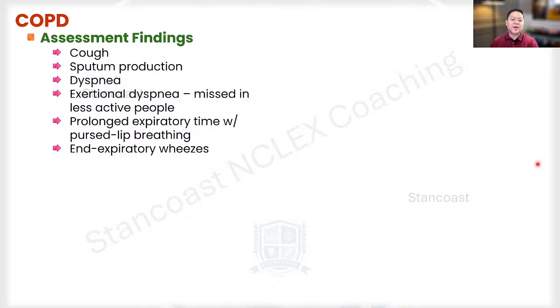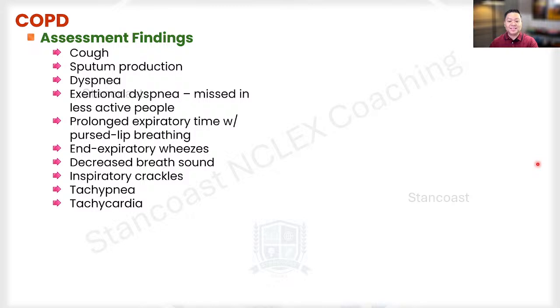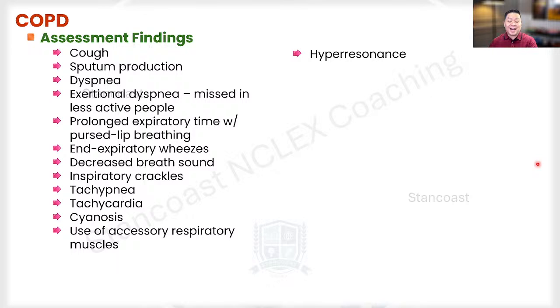And there's now decreasing breath sounds, probably some inspiratory crackles, and you would hear or actually observe that the patient's respiratory rate is getting higher. The heart rate as well will go up. And in some cases, when the hypoxemia becomes much worse, they will become cyanotic as well. They're going to use those accessory respiratory muscles. And when you percuss their chest, there will be hyperresonance.